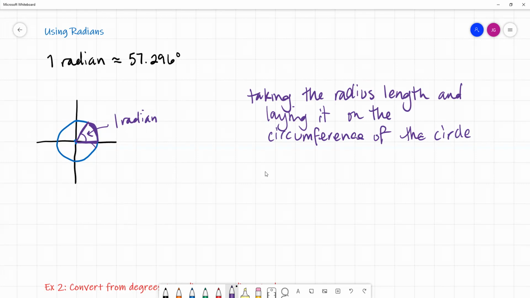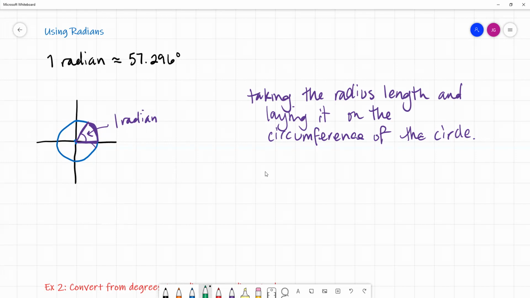Circle, not circles, okay? And so the angle that that process creates is the radian. So now, how can we go nicely between radians and degrees? Well, like we said, this is not really going to work for us. This is an approximation, so I can't really use that to convert.